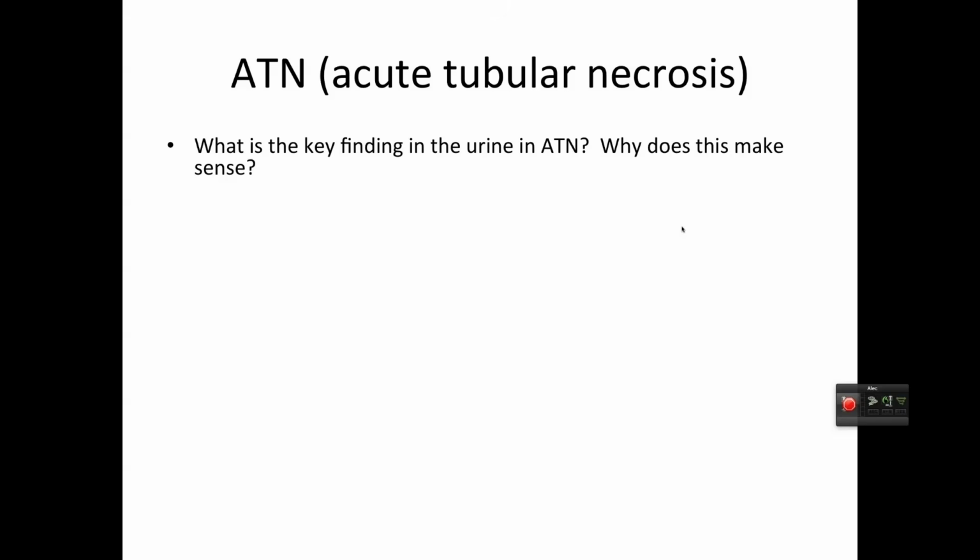So it makes sense that would be the most sensitive to ischemia. Okay, so those cells die. And so wait, why do I get muddy brown casts? So the cells die and they get sloughed off into the tubules, and they just take the shape of the tubules, and then they get pushed out and they still look like that.